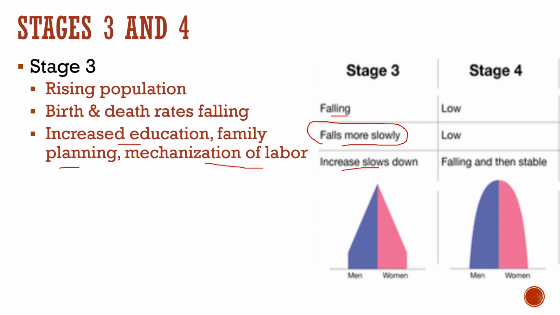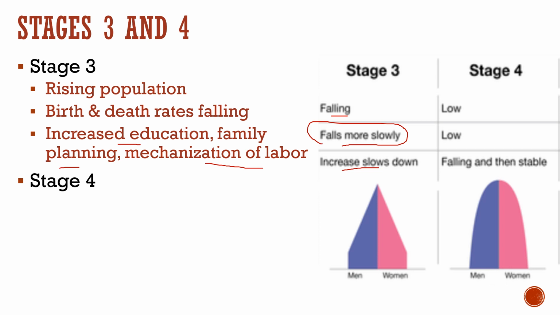Also mechanization of labor. So again, some of the populations that are in stages 1 and 2, they're having children to help support the family. So thinking about farming and agriculture, whereas once that isn't needed, there aren't as many children needed to support the family.